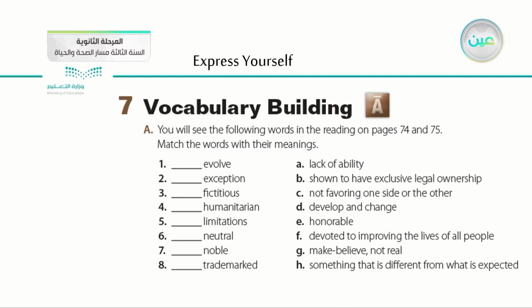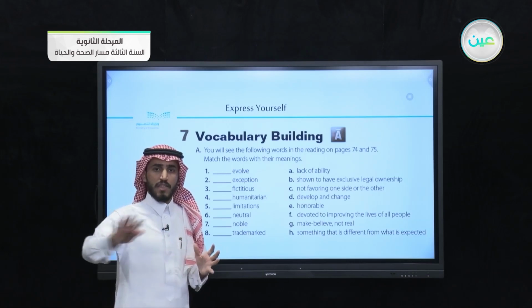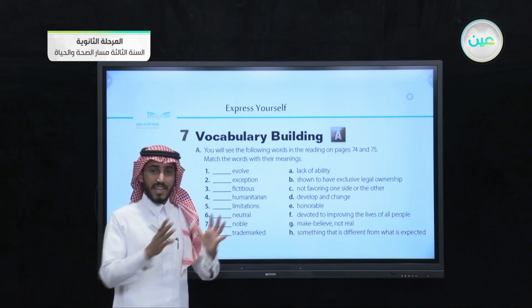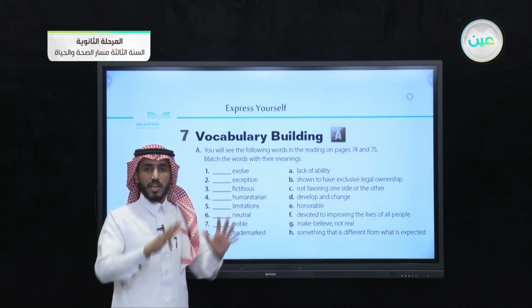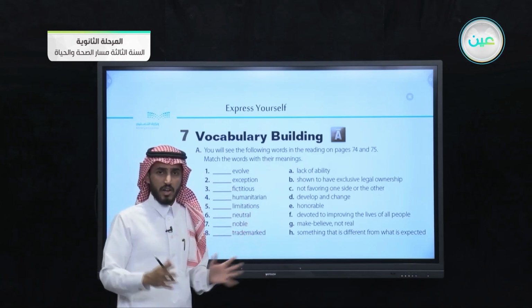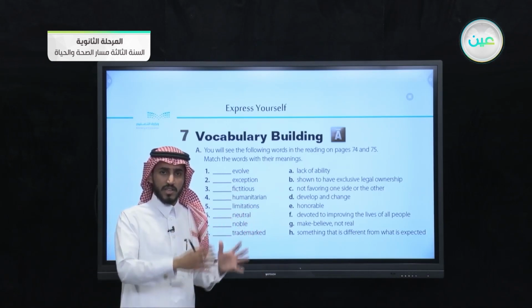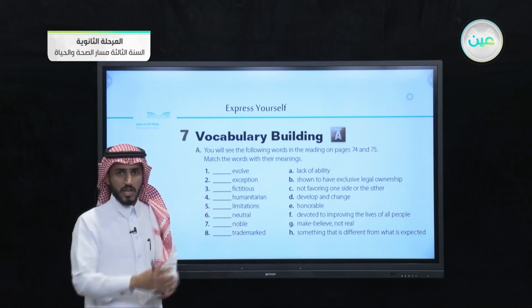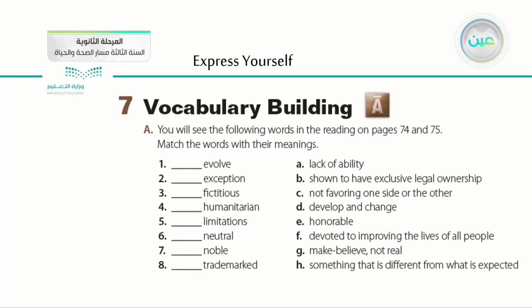After that, we have the word exception. The word exception refers to the thing that doesn't belong to the other things. When we say about something that it is an exception, that means it's unique. Nothing looks like that thing, or it doesn't belong to the other things because it's exceptional. Number 3, fictitious refers to anything that is imaginary, something not real. Fictitious refers to imaginary things.